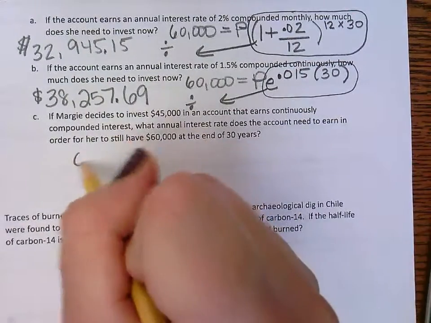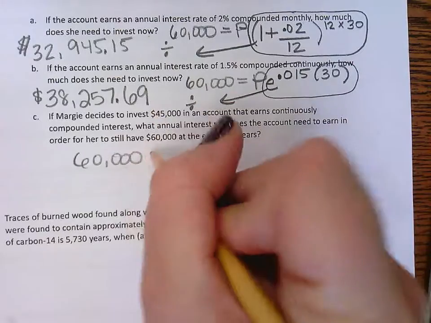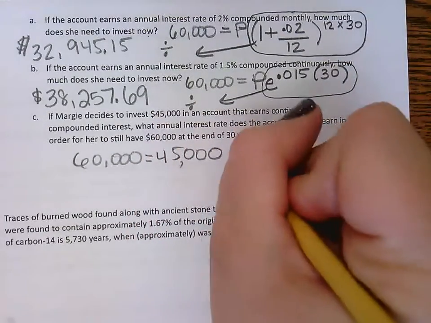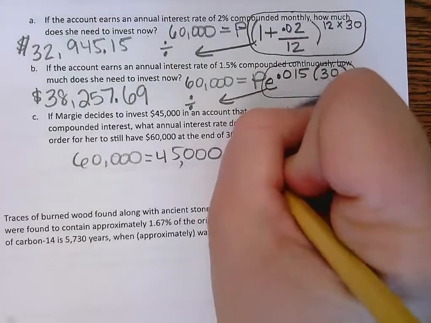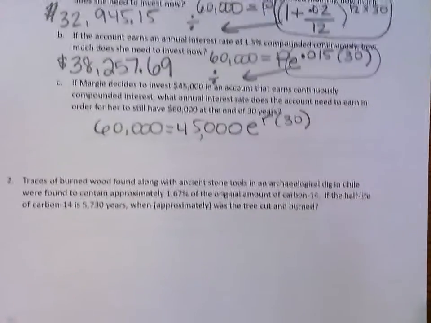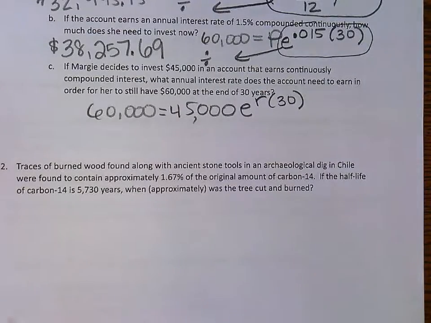So we want to get 60. We're starting with 45. e to the, I don't know the interest rate, and then 30 goes up there. So try to solve that. It's kind of that same process as bacteria growth or decay. See if you can get what your r value is.